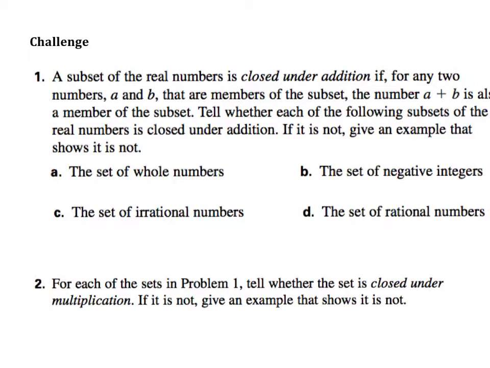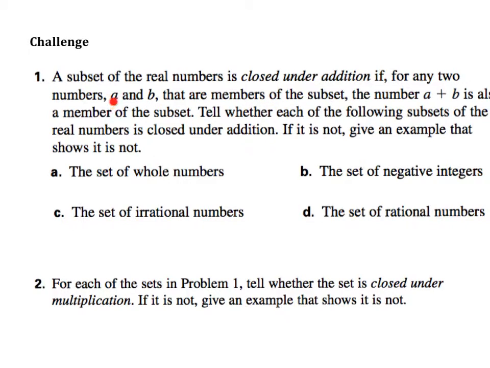So let's take a gander at the enrichment from yesterday. And this challenge is thinking a little bit about the different types of numbers that we're dealing with. So in reading number 1, a subset of a real number is closed under addition if for any two numbers, A and B, that are members of the set.